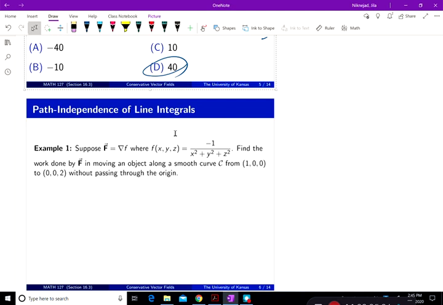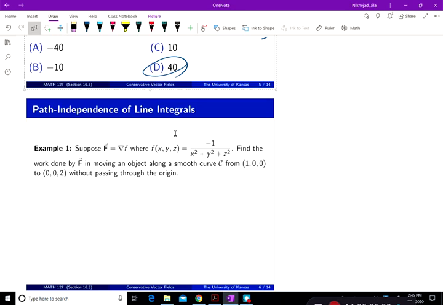Okay. So now let's do an example. Suppose F is equal to the gradient of f, where f of x, y, and z is equal to -1 over x squared plus y squared plus z squared. Find the work done by F in moving an object along a smooth curve from (1, 0, 0) to (0, 0, 2) without passing through the origin.